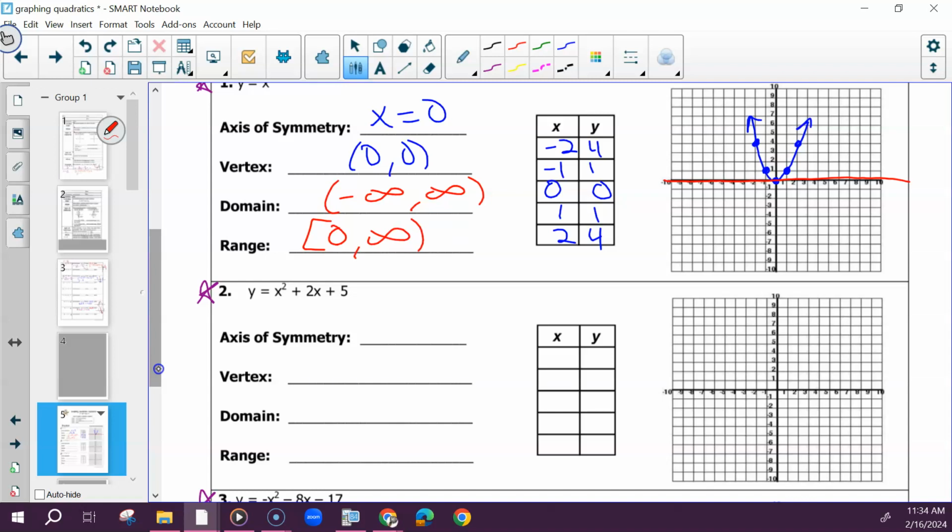You may also see it like this. You can either say it starts at 0, it goes to infinity. There's a bracket here because it's included. Or everything is greater than or equal to 0 with your y's. Questions so far?